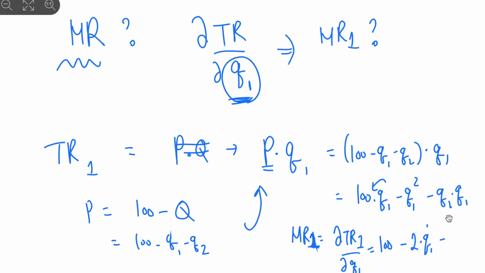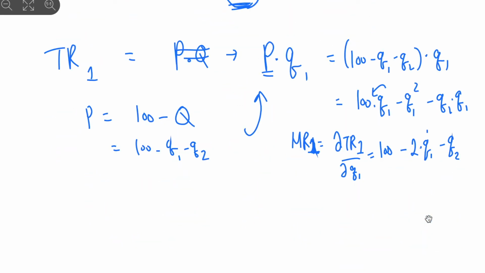Negative, right? We have Q2 as coefficient, and the power of 1 goes down, so it stays the same, and Q1 to the power of 1 minus 1 is 1. So the marginal revenue of Firm 1 equals 100 minus 2Q1 minus Q2, right? The marginal revenue of Firm 1 is not only decided by the quantity of itself, but the quantity of the competitor. Okay, so what can we do next?